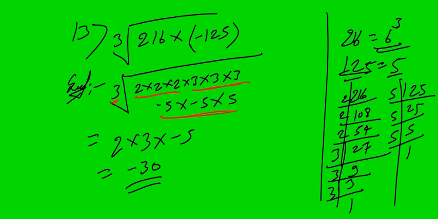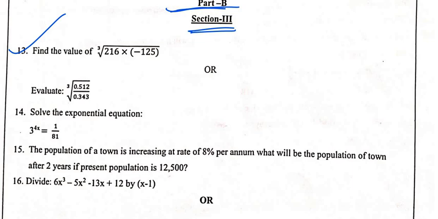Now moving to the next question. Our next question is also similar: evaluate the cube root of 0.512 upon 0.343. First of all I am writing the question here: evaluate the cube root of 0.512 upon 0.343. I think most of the students are aware that 512 is the cube of 8 and 343 is the cube of 7.